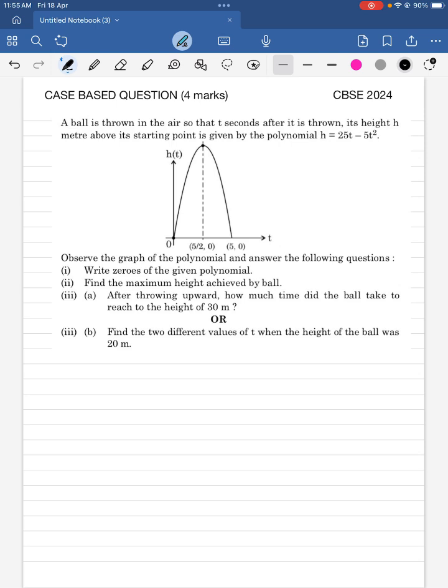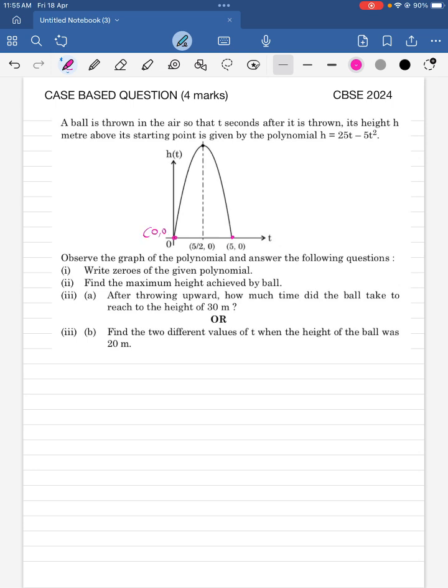Write the zeros of the given polynomial. Okay, so let's answer the first part of the question. We could answer this by just looking at the graph. The 2 points where the graph touches the x-axis would give you the values of the zeros of the polynomial. So what are the coordinates of this point?